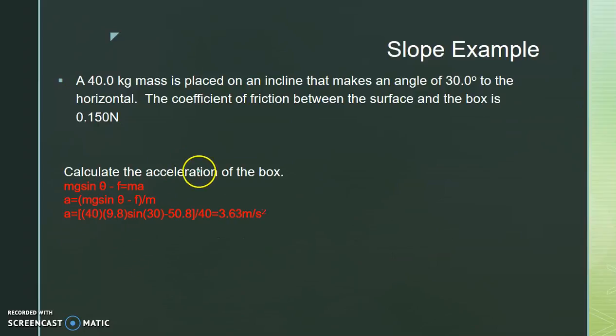Last, it wants to calculate the acceleration of the box. So we have mass times gravity, sine theta, minus F equals mass times acceleration. If we plug in what we know, we have 40 times 9.8 sine of the angle, again the angle is always the slope, minus 50.8, and we're all going to divide that by 40, and if you plug that into your calculator, we should get 3.63 meters per second squared.